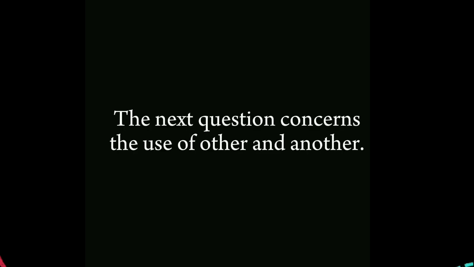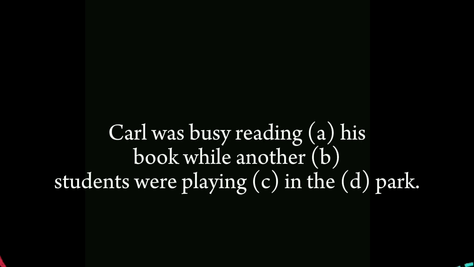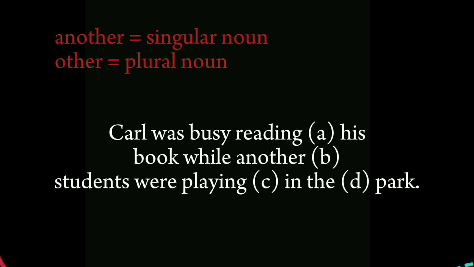The next question concerns the use of other and another. Carl was busy reading his book while another students were playing in the park. To answer the question, we should know that the word another can only be followed by a singular noun, while the word other is followed by a plural noun. So the word another in the sentence is not correct because there is more than one student. The word other should be used, so the sentence becomes other.